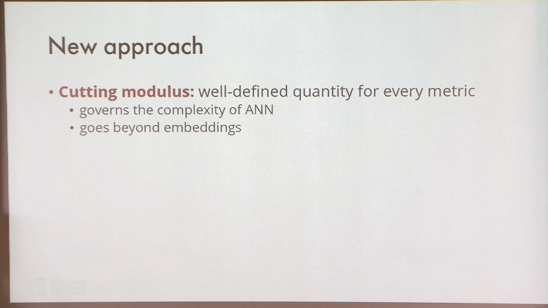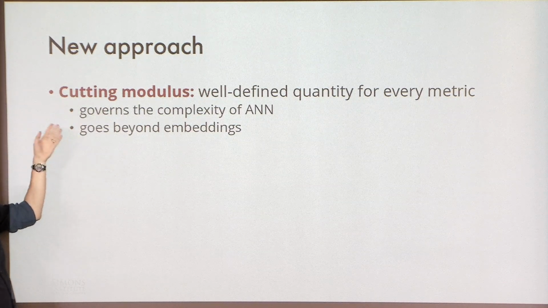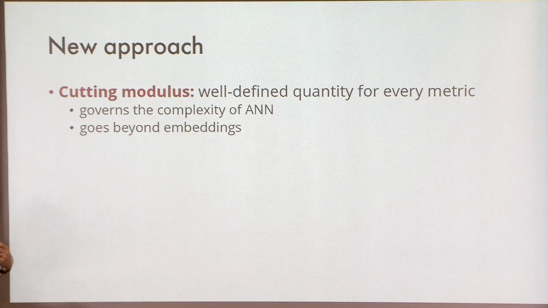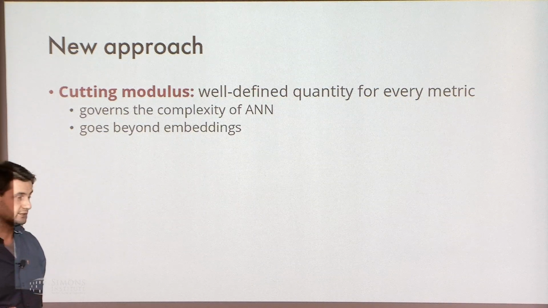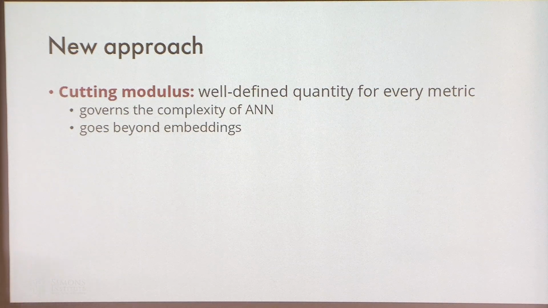We show that it governs the complexity of approximate nearest neighbor search. So all those results follow from obtaining bounds on this cutting modulus. And as a point, this notion goes beyond or obtains better results than you can obtain through metric embeddings, let's say into L2 Euclidean space or Hamming space, which were the usual approaches to obtaining algorithms beyond L1 or L2.